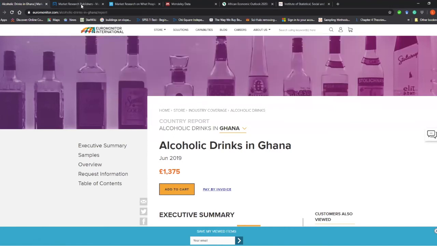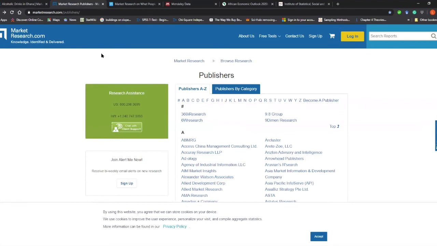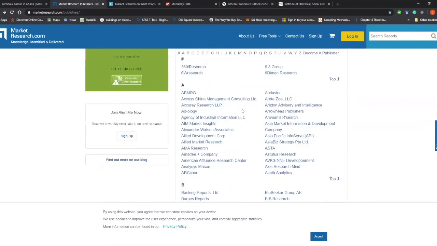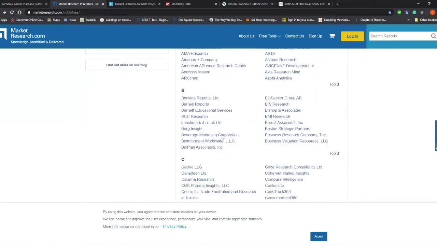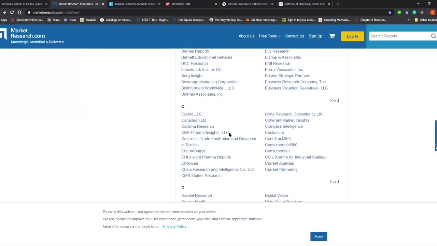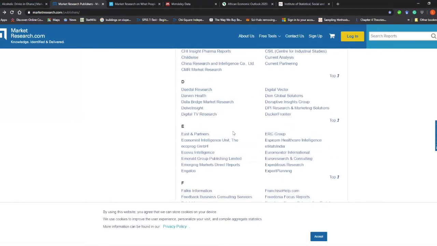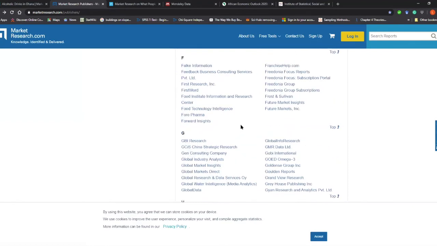Okay, let's look at another one. This one is marketresearch.com, right? And this one again categorizes based on publishers. So they categorize the different information provision agencies. So here we have everything from ABMRG to R Cluster to the Asia Pacific InfoServe, to Allied Development Corps. They have Barnes Reports, Berg Insights, Childwise. They have a number of companies from all over the world, all of whom produce these reports, right?